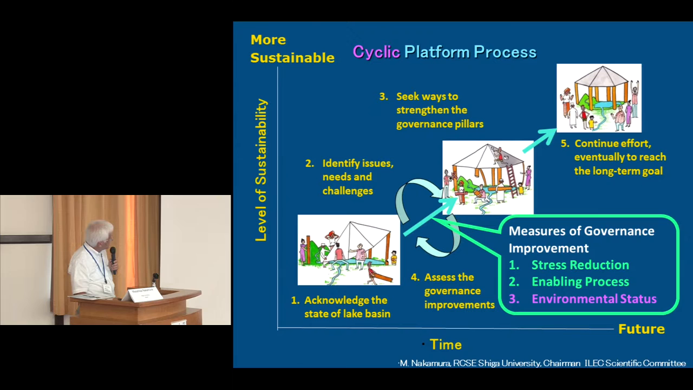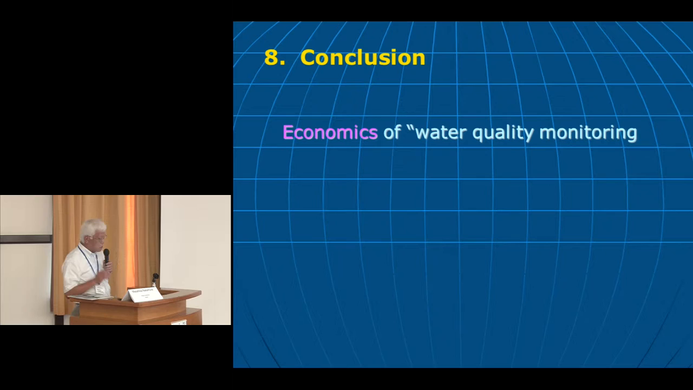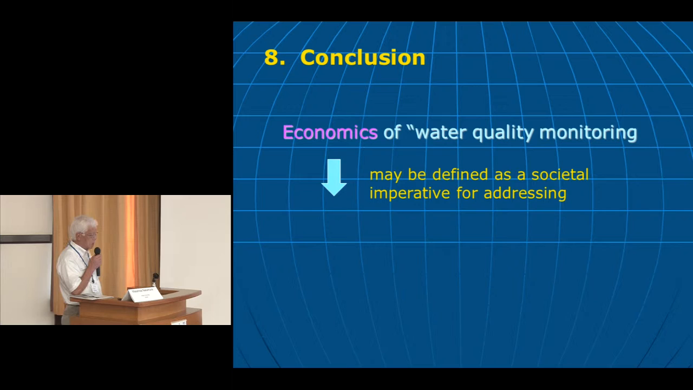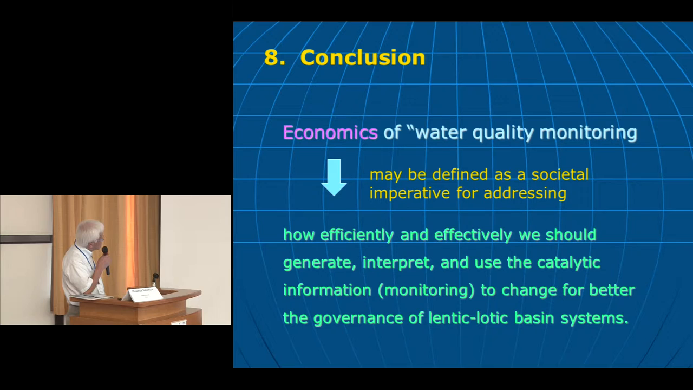So with all these things, the conclusion is economics of water quality monitoring may be defined as a societal imperative for addressing how efficiently and effectively we should generate, interpret, and use the catalytic information, the monitoring, to change for the better the governance of lentic lotic basin systems. And that probably is a much broader conceptual framework that applies to a broad global challenge of water management, as well as to the linkages or the policy challenges, institutional challenges, and scientific instrumental challenges of water quality monitoring. Thank you very much.